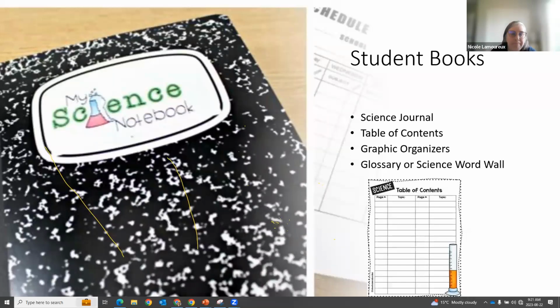But the one thing I do want to stress is having a glossary or a science word wall, because the terms are different. We have a high percentage of ELL learners, and what's good for ELL is good for all learners. So, whatever works, you could have individual glossaries or have a science word wall with terms and definitions. Okay.